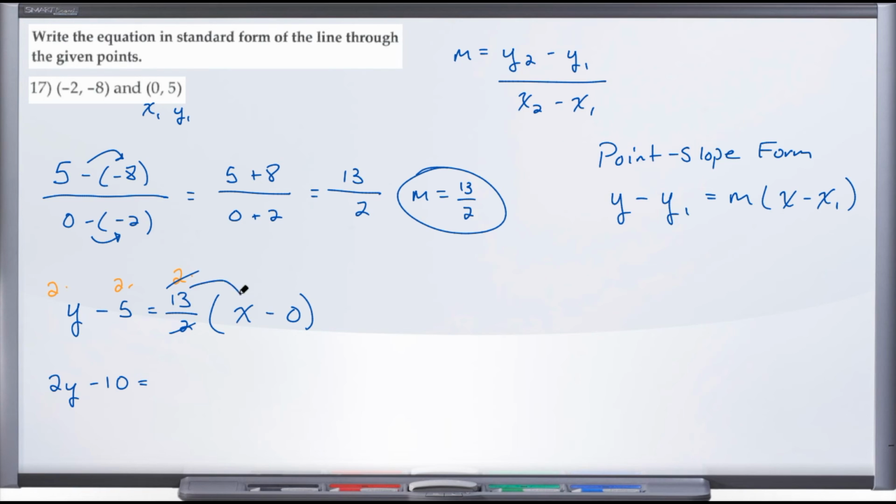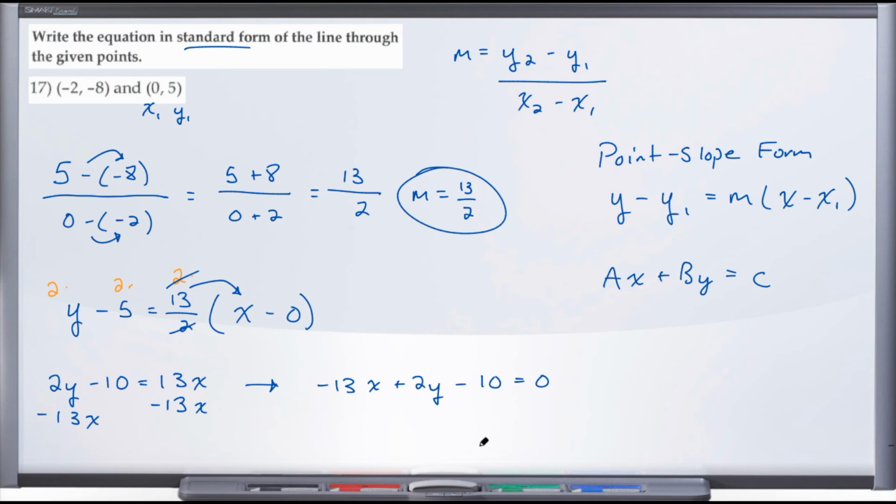And when we distribute this 13 through, we get 13 times x, which is 13x, and 13 times negative 0, or just 0, becomes 0, so we don't have to worry about that. Now if we want to rewrite this equation in standard form, we need to make sure that our x and y are on one side, and our constant is on the other. So let's subtract 13x, subtract 13x, and that leaves us with negative 13x plus 2y minus 10 equals 0.